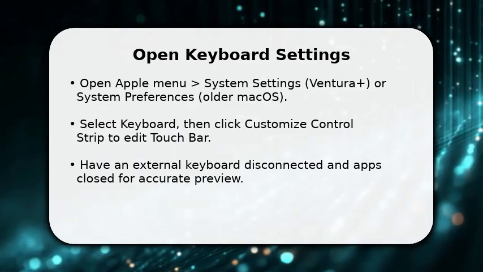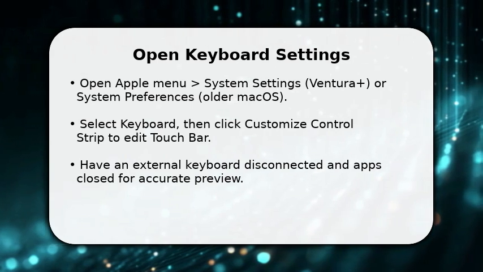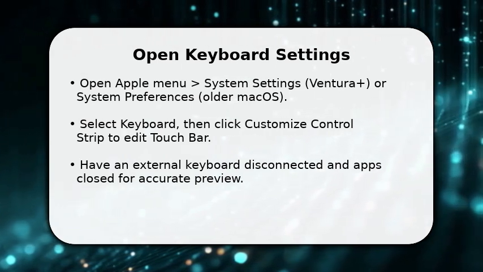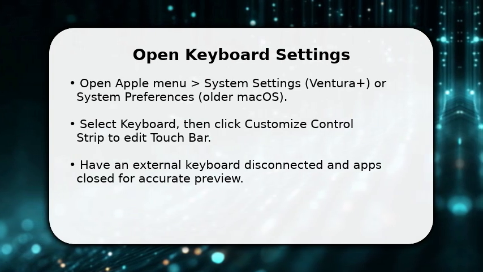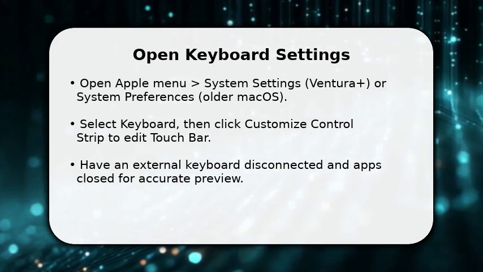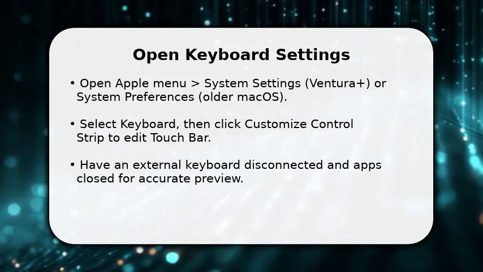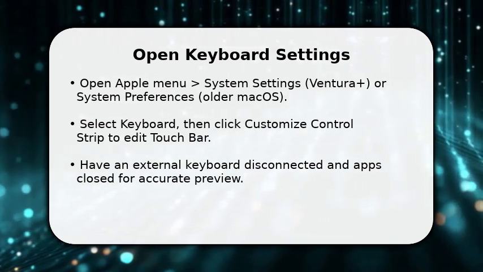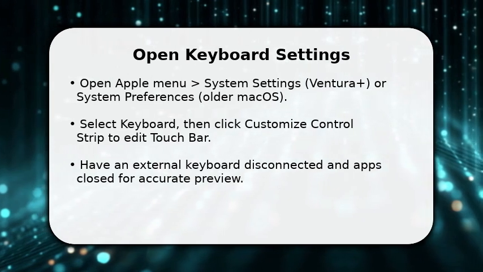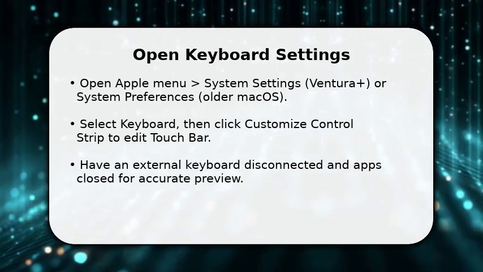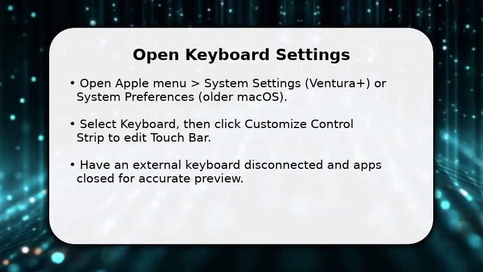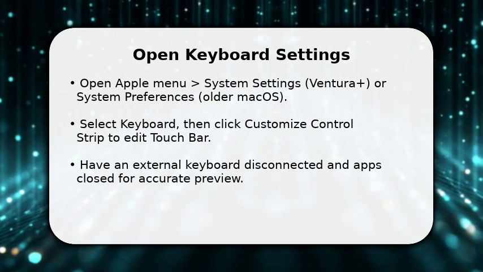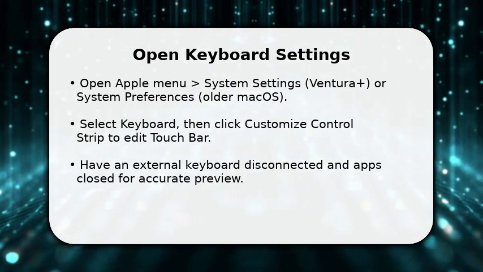You'll start by opening keyboard settings so you can see the touch bar live and make precise changes. Once you open System Settings, choose Keyboard and click Customize Control Strip. This shows a visual editor at the bottom of the screen. Make sure the MacBook is awake and the touch bar is visible so you can drag items directly. This first step sets the stage. You're changing what appears, not how the hardware works, which keeps the process safe and reversible.